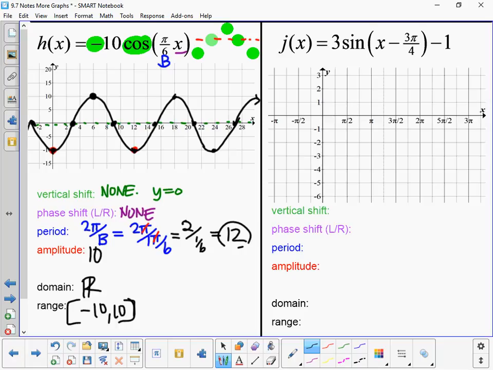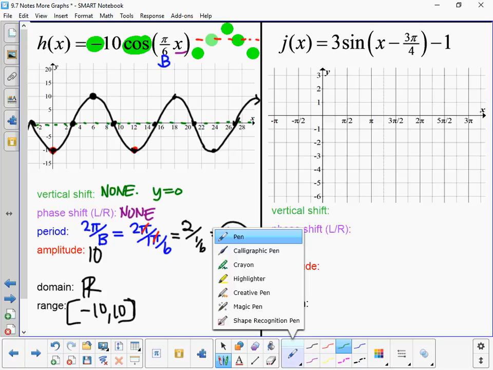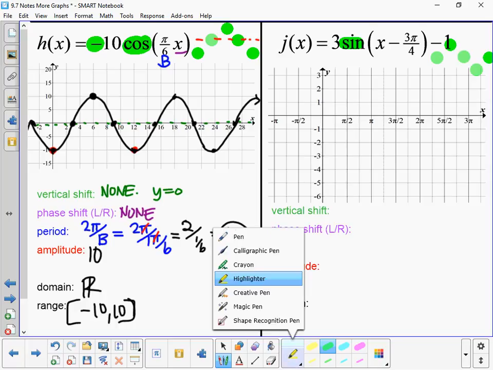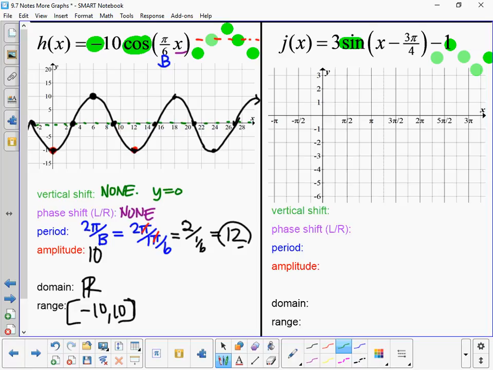Okay, last one to graph. J of x is equal to 3 times the sine of, we've got an x minus 3 pi over 4 grouped, and then from that we subtract 1. So again, think about what your function is. This one is a sine function, so we're going to use the sine pattern. Midline, midline, midline, up, down. There's our pattern. I do like to draw a pattern to remind me as I'm graphing.